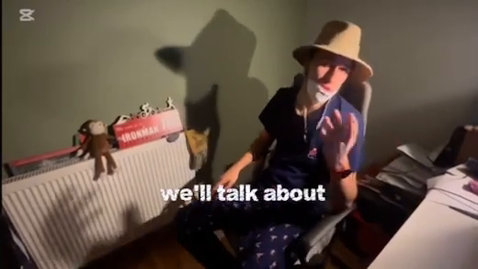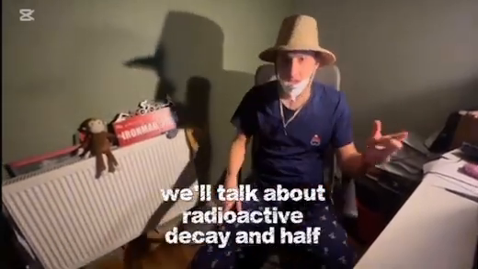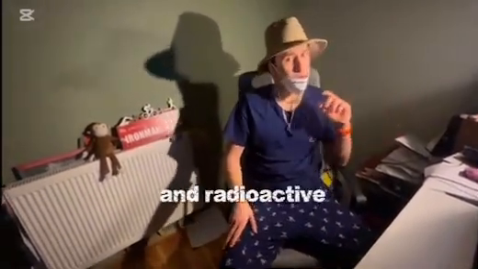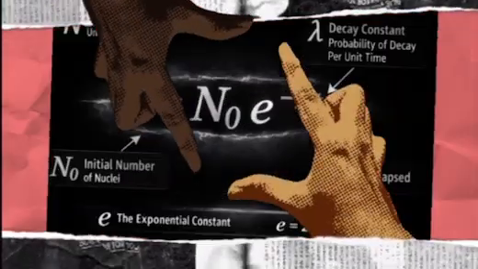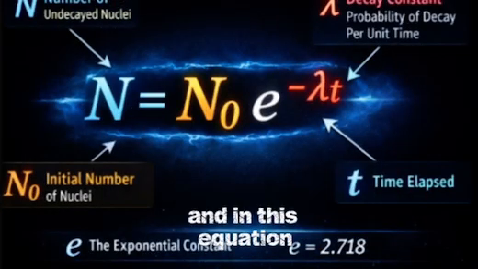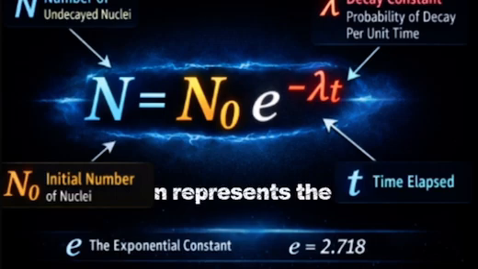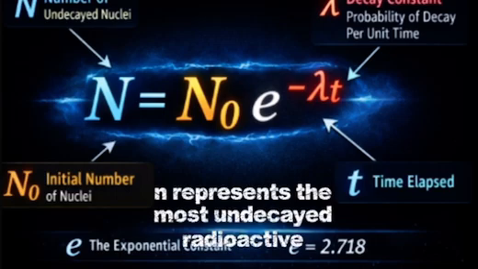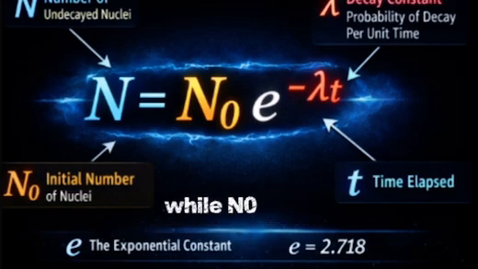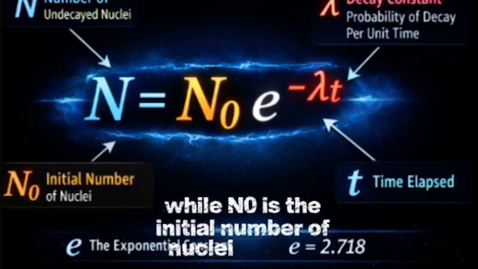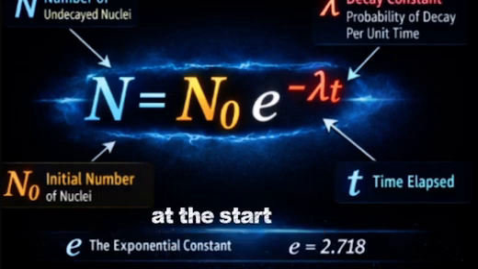Okay, now we'll talk about radioactive decay and half-life formulas. Radioactive decay follows an exponential pattern, and it is described by the equation. In this equation, N represents the number of undecayed radioactive nuclei remaining at time t, while N0 is the initial number of nuclei present at the start of the decay.